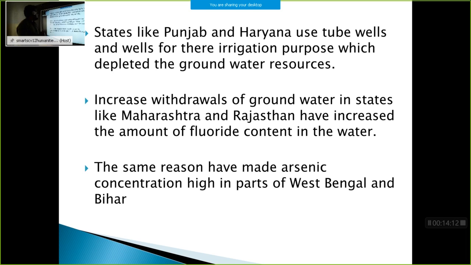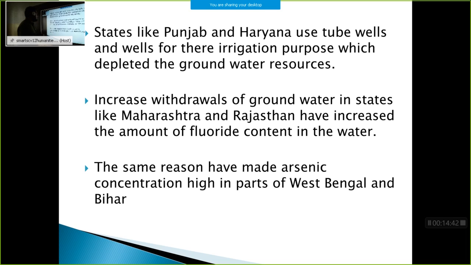Okay, states like Punjab and Haryana use tube wells and wells for their irrigation purpose, which depleted the groundwater resources. See, groundwater resources are replenishable, that's okay. But when we exploit them, definitely they are going to run out, right? So that's the situation in Punjab and Haryana, because they use groundwater for their irrigation purpose, and Punjab and Haryana are very well versed in agriculture, right?